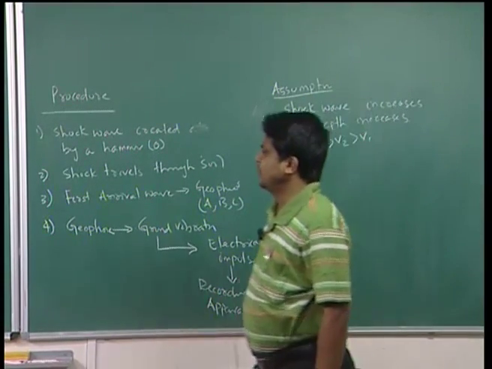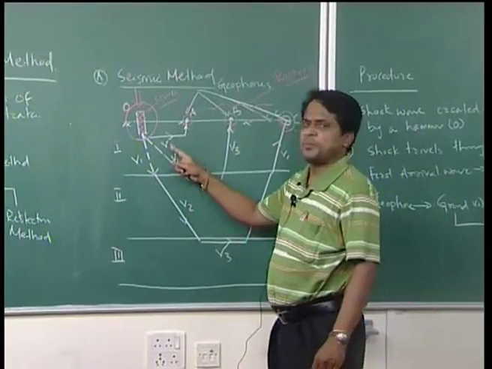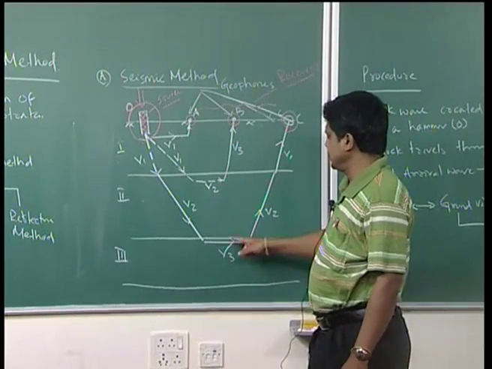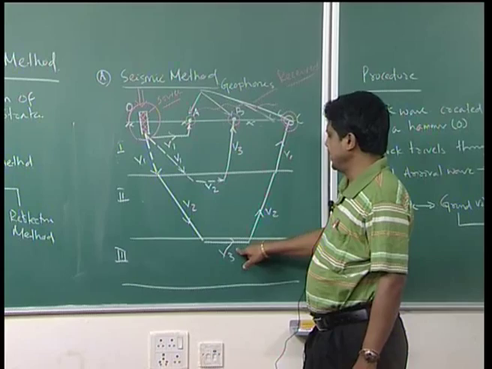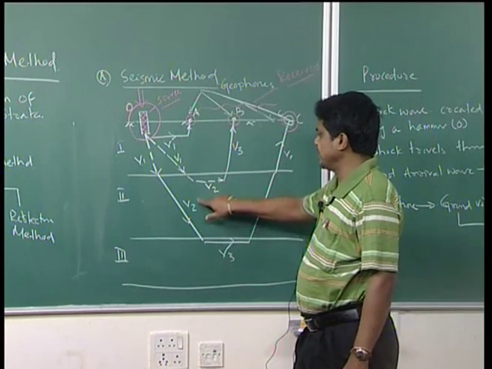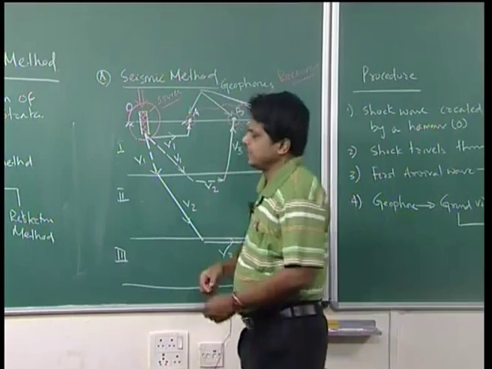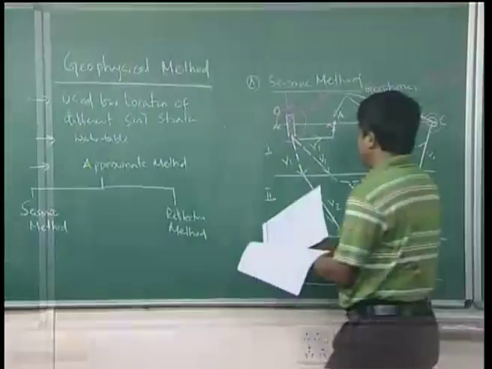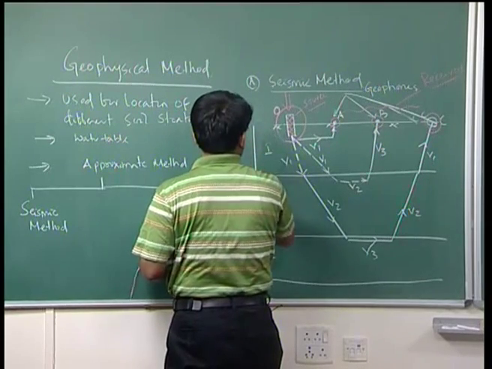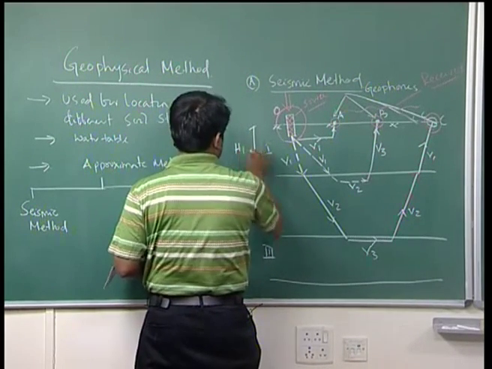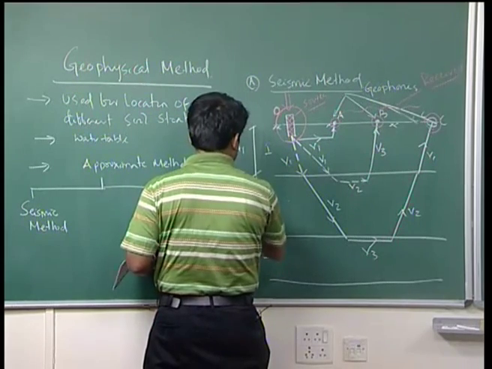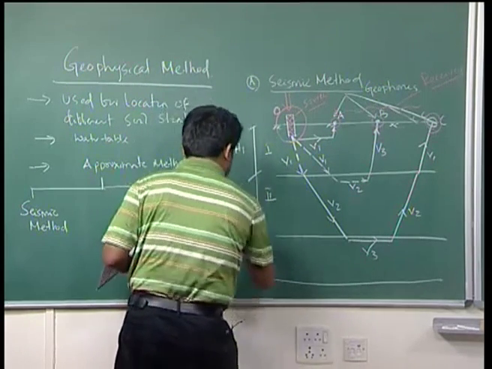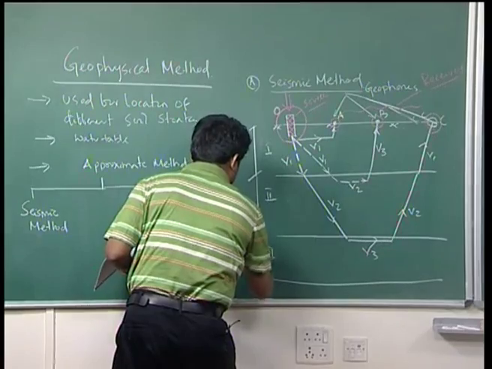That means V3 is greater than V2 is greater than V1. V3, velocity at layer 3, is greater than velocity at layer 2, is greater than velocity at layer 1. Let us say, how you are going to find out H1 and H2. This is my layer 1 and this height is called H1, this height is called H2 and this height is called H3.